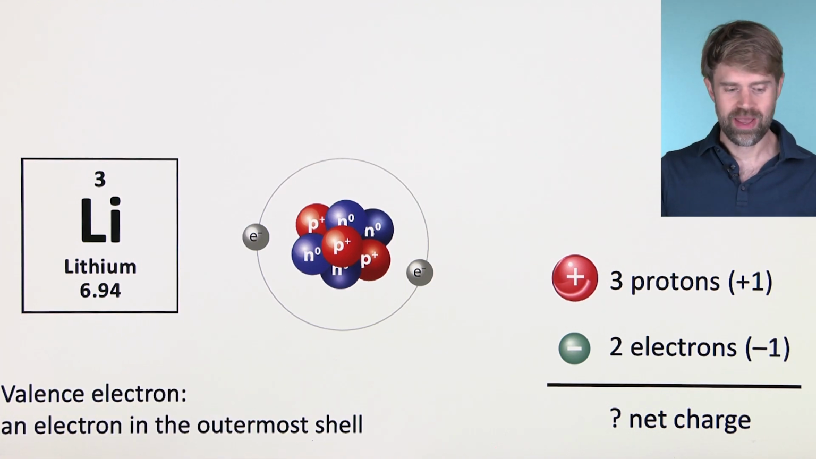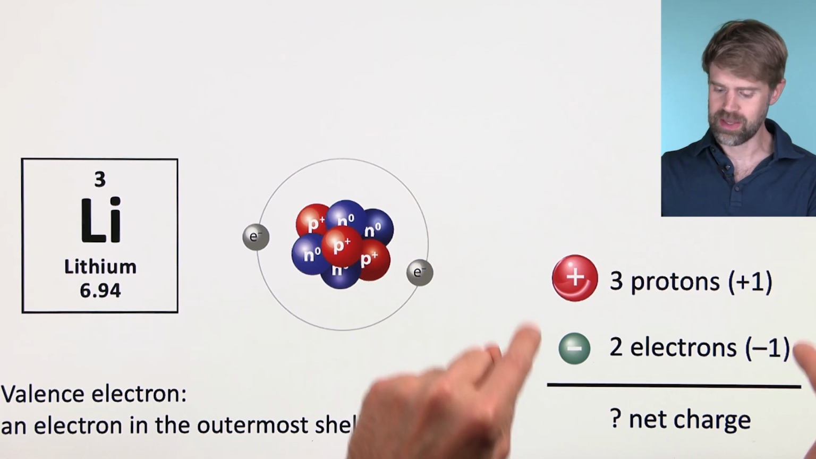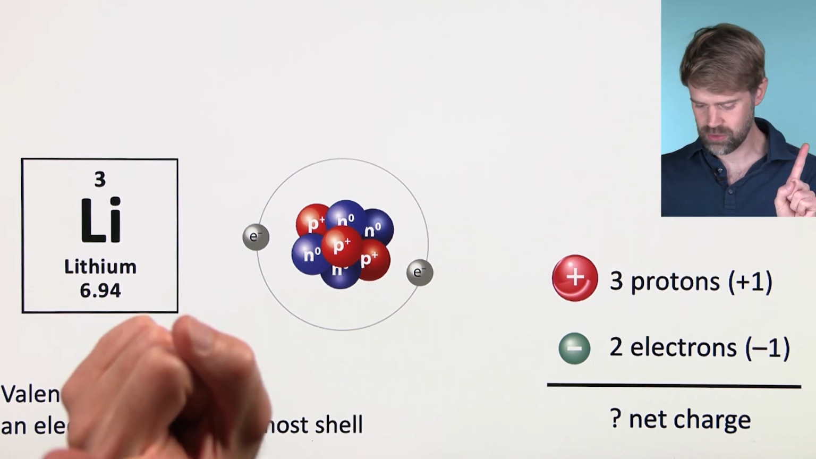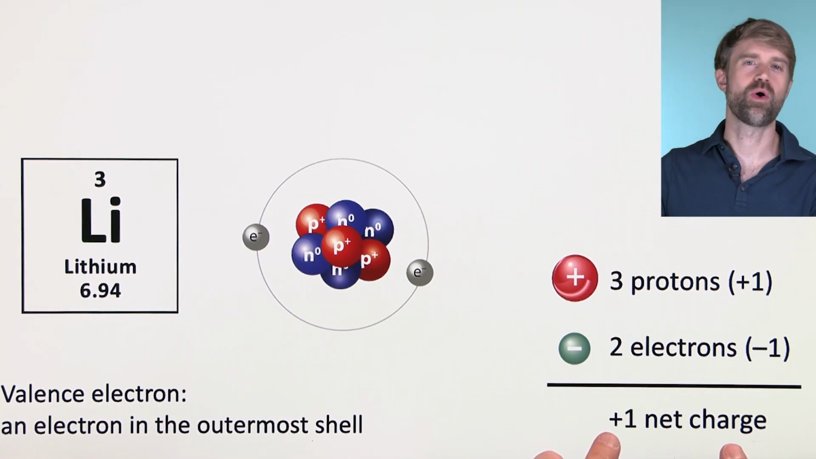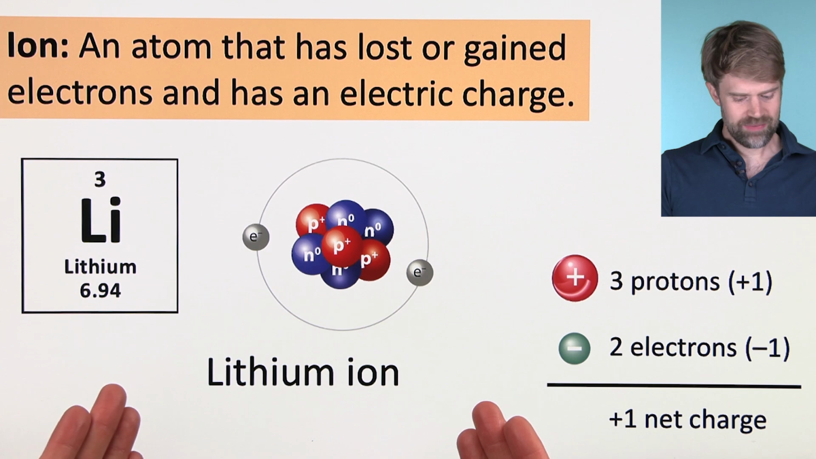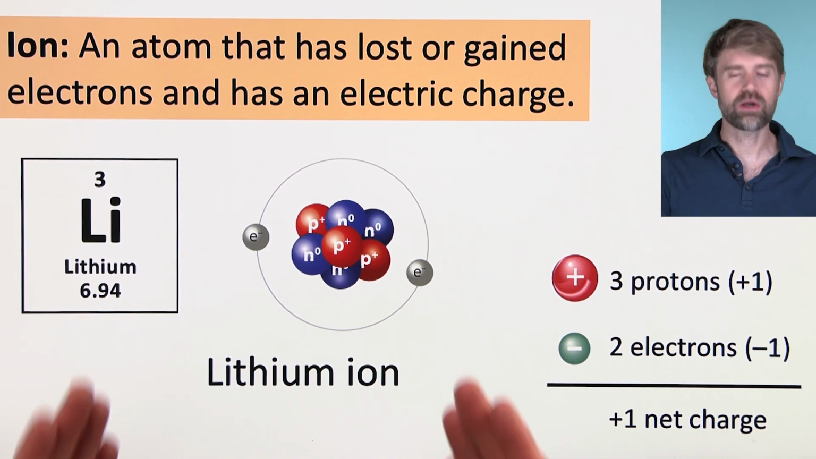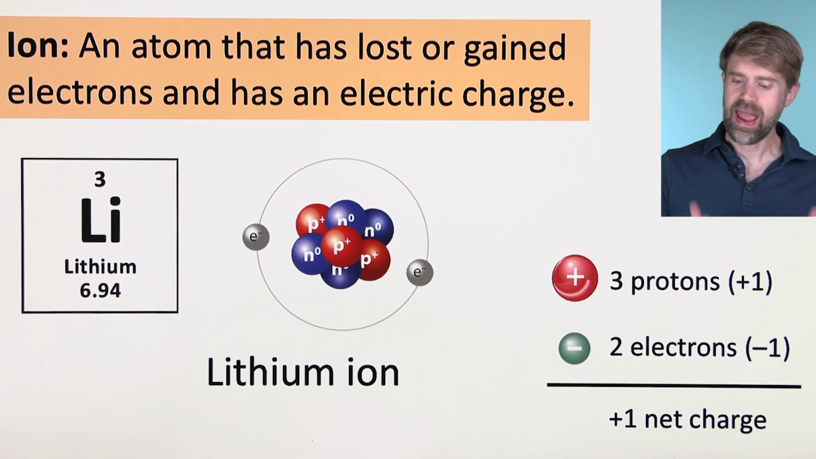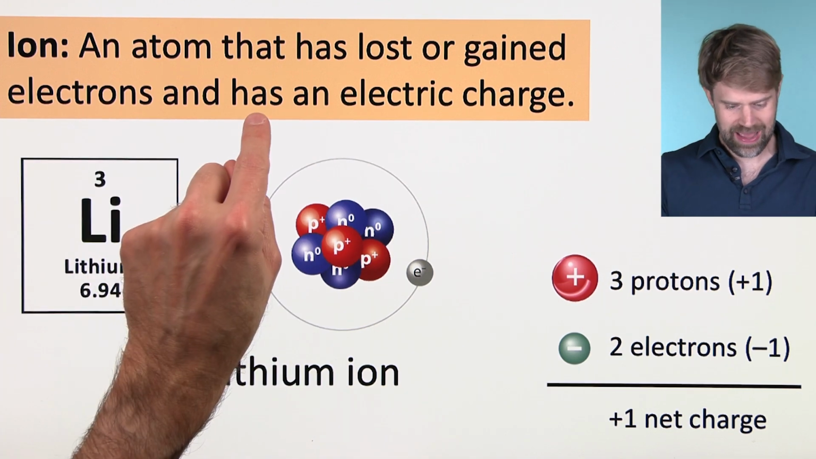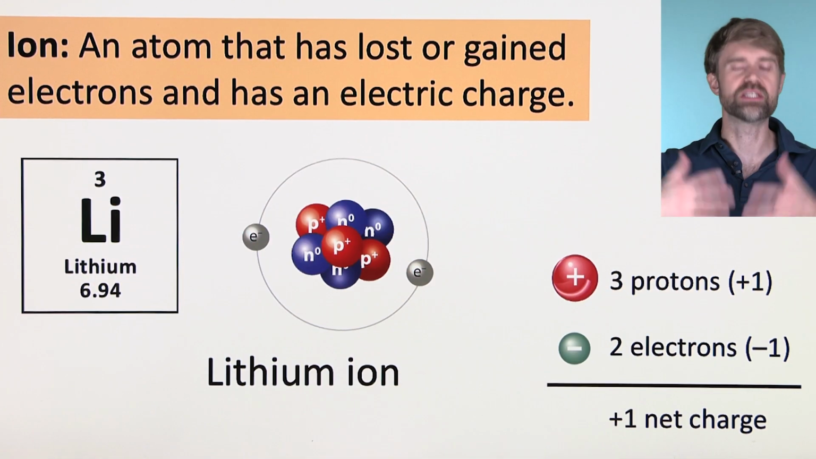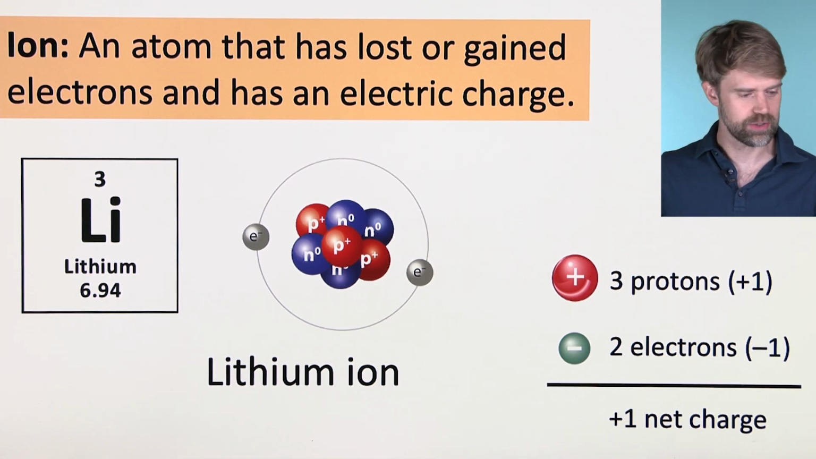So now we have a situation where we have an extra proton that isn't getting balanced out, and protons are positive, so that 1 extra proton is going to give this atom a net charge of +1. We have a special name for an atom with an electrical charge like this, with a +1. We call it an ion. An ion is an atom that has lost or gained electrons and so has an electric charge that's not 0. Okay, so this is a lithium ion, +1 net charge.